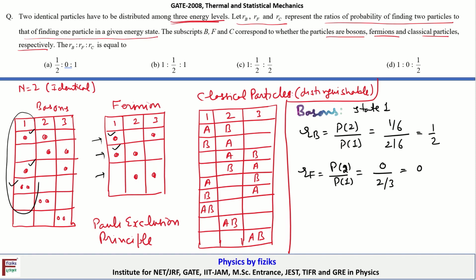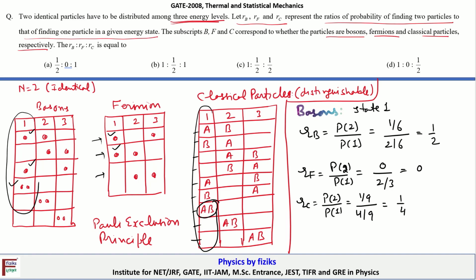Now for the classical particle, RC is equal to the probability of finding two particles in the same energy state, and then the probability of finding one particle. So let's focus on the first case. In total we are having 1 2 3 4 5 6 7 8 9. Out of these 9, there is only one particle distribution where we can find two particles together. So therefore P of 2 is equal to 1 divided by 9, and P of 1 is equal to 1 2 3 4 divided by 9, and this turns out to be equal to 1 by 4.